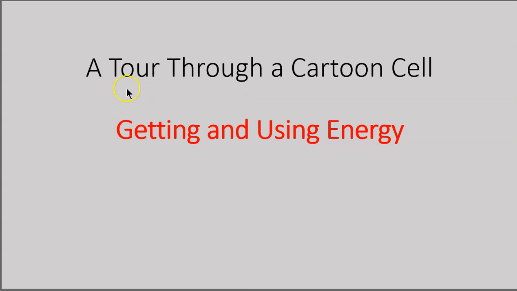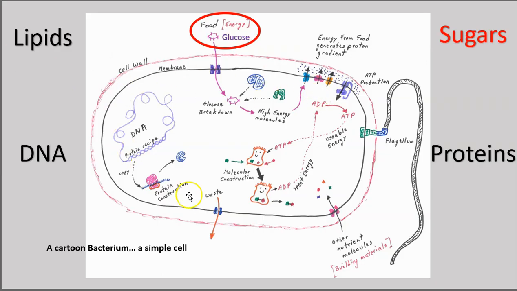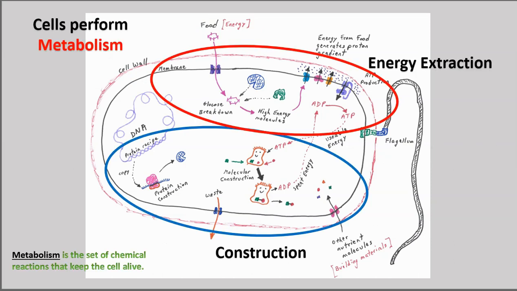We will continue with the lesson series, A Tour Through a Cartoon Cell, and we'll focus this time on getting and using energy. Here's our cartoon cell, and we have the four categories of molecules that cells are composed of. In this lesson, we'll focus on the sugars like glucose, a principal energy molecule for many cells on planet Earth. In the previous lesson, we learned about two sets of chemical reactions, one to extract energy from food and the other to build molecules. These together form what we call metabolism, the set of chemical reactions that keep cells alive.